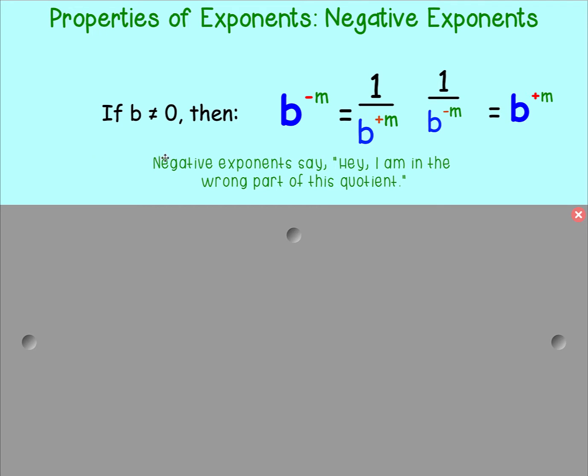So this is how I summarize negative exponents. To me, it just says, hey, I'm in the wrong part of the quotient. So let's go ahead and do a couple of practice problems.